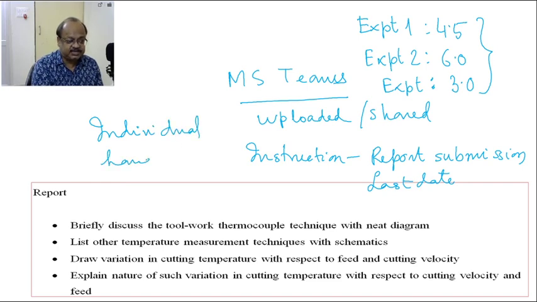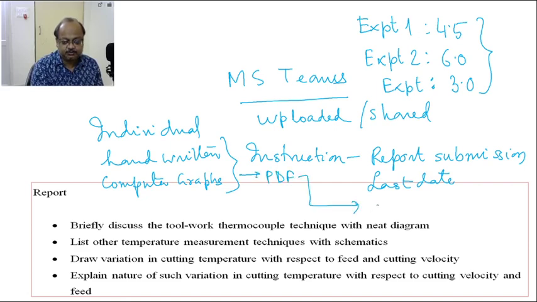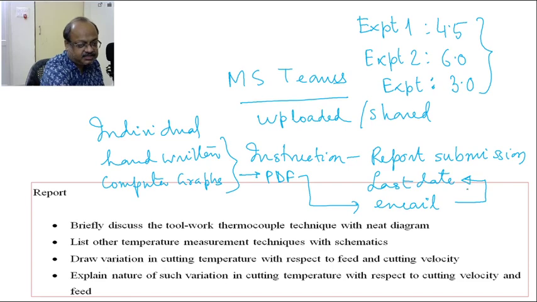They are to be handwritten, and the graphs are to be computer generated. That means Excel kind of thing, computer drawn graphs. If you do not have that facility, you can do hand drawing, and then a PDF has to be generated, and that PDF has to be submitted to a particular email account within the last date. Where are you going to get these details from? These details should be uploaded in the MS Teams accounts at the appropriate time.